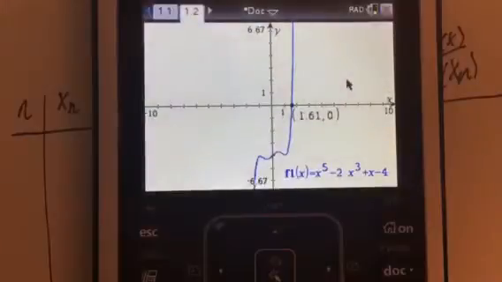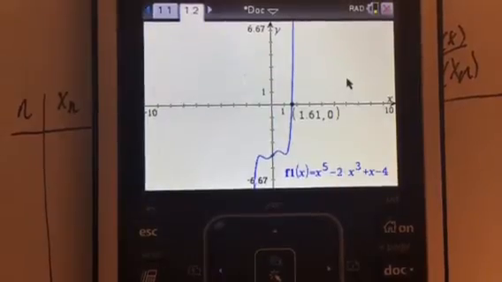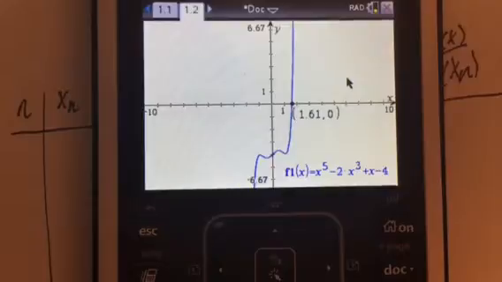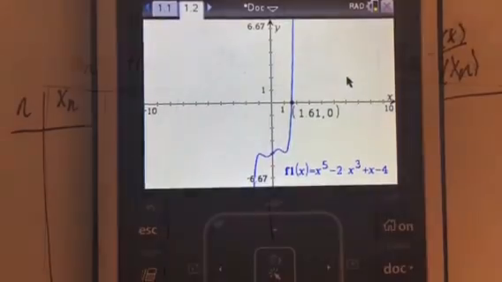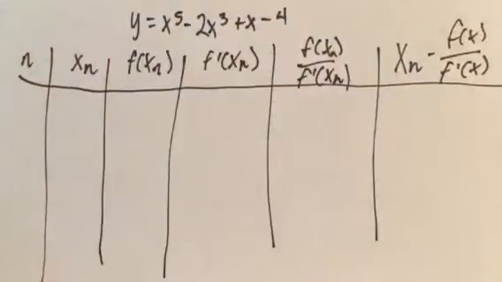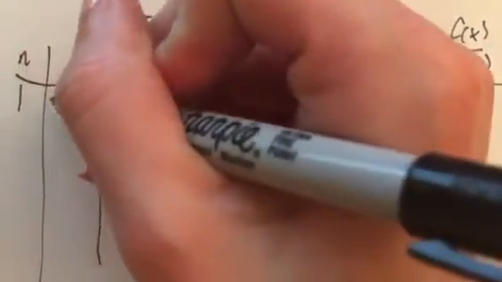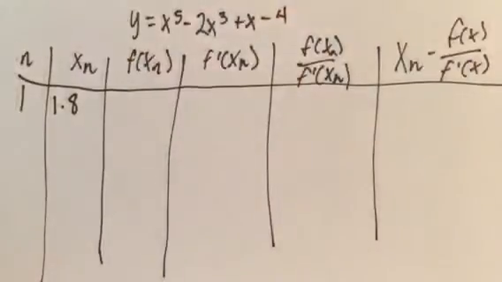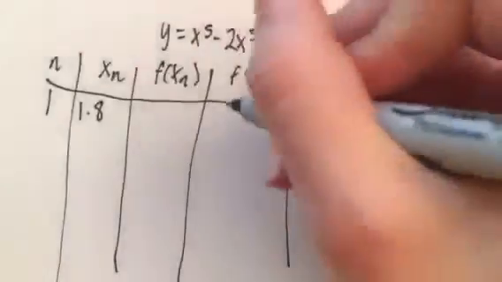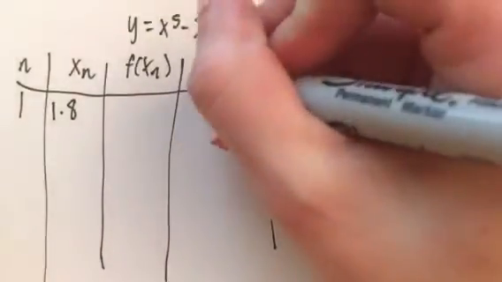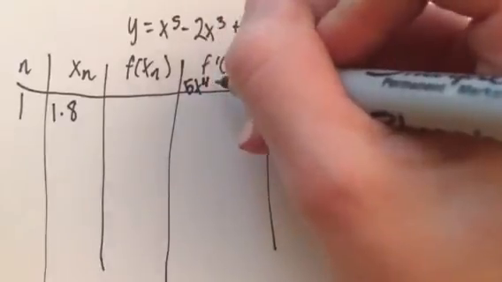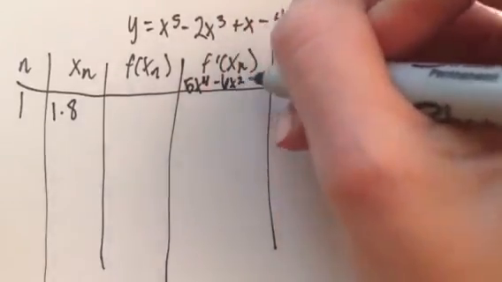By looking at the graph, we can see that the x-intercept is 0.161. So to use Newton's method, we're going to pick a point close to this, let's say 1.8. Second, we identify our initial point in our graph. Third, we find the derivative of this function, which is 5x to the 4th minus 6x squared plus 1.